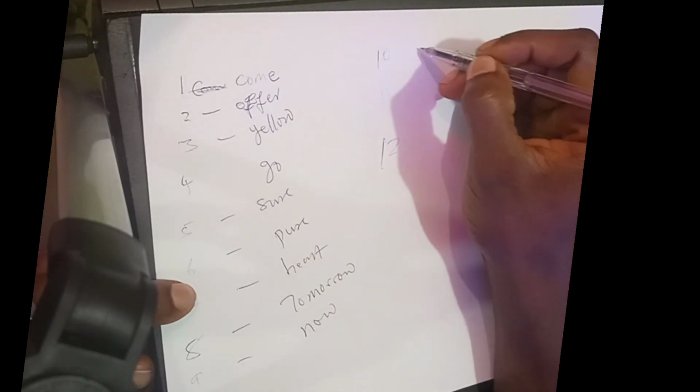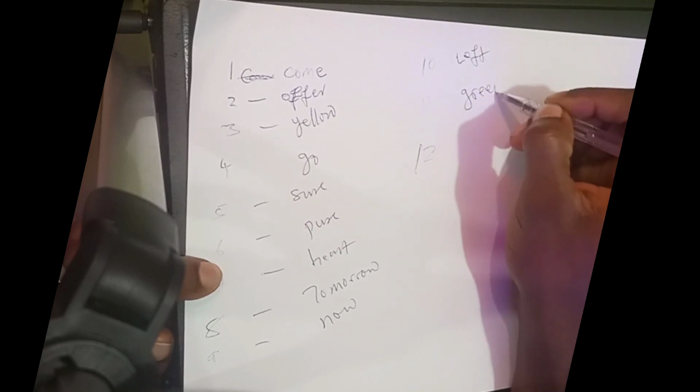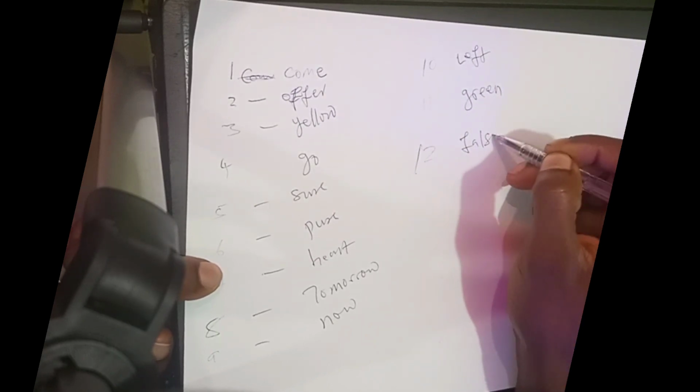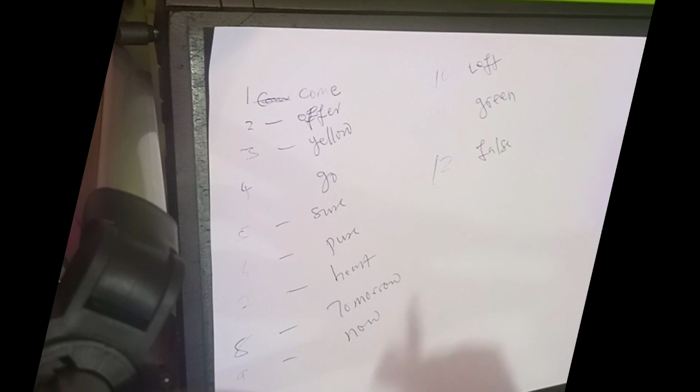Like say the first word is come, and then the second word is offer, offer, yellow, go, sure, pure, hard, tomorrow, now, left, green, and false.